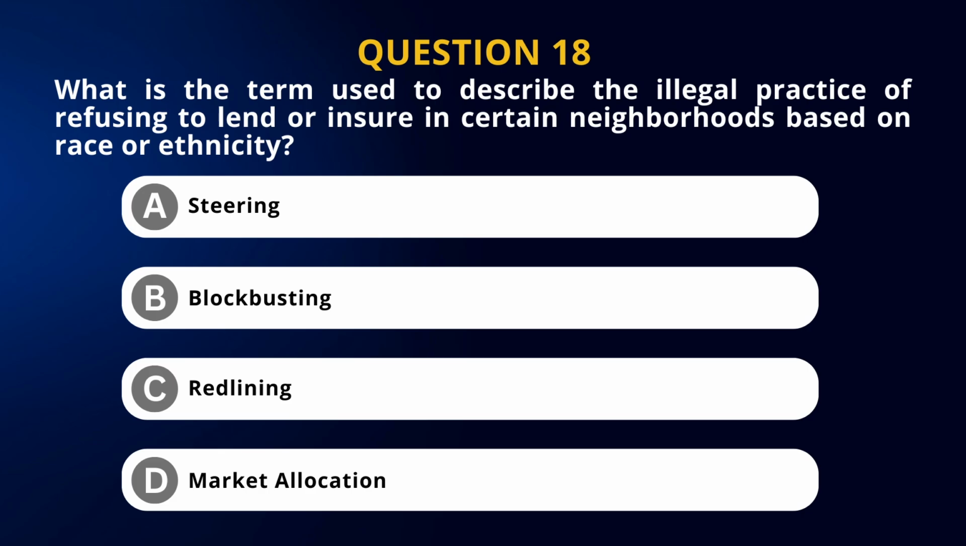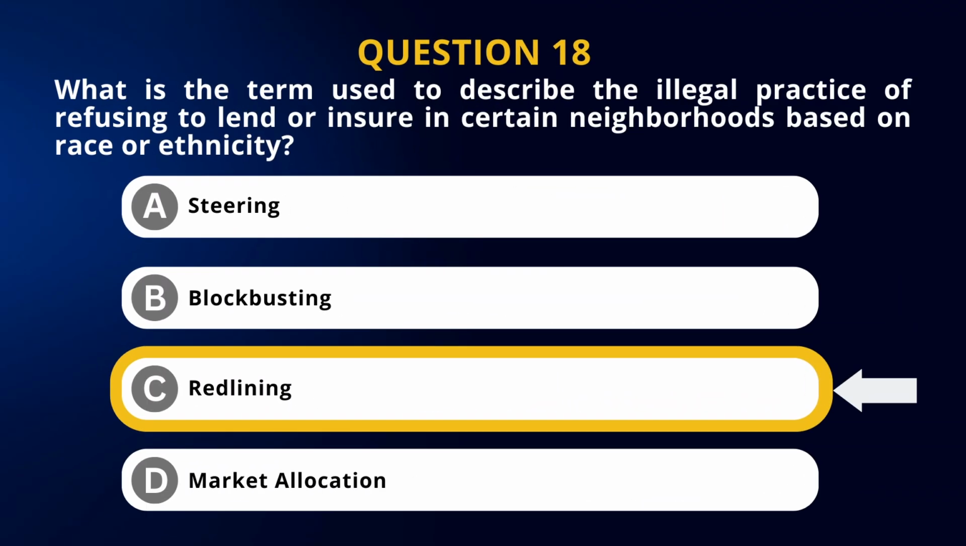Question number 18. What is the term used to describe the legal practice of refusing to lend or insure in certain neighborhoods based on race or ethnicity? Letter A, steering. Letter B, blockbusting. Letter C, redlining. Letter D, market allocation. And the answer is letter C, redlining.